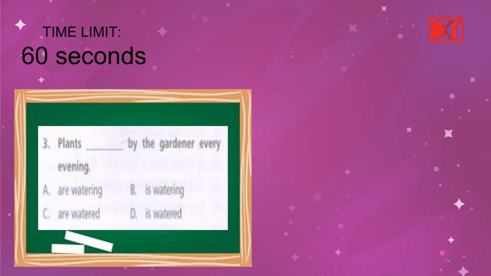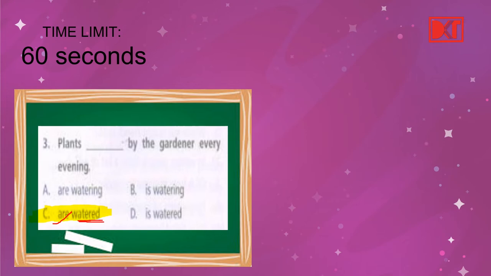Plants dash by the gardener every evening. A. Are watering. B. Is watering. C. Are watered. Or D. Is watered. Now here, the correct answer is C. Plants are watered. Plants are plural, so are, and watered is the past participle.